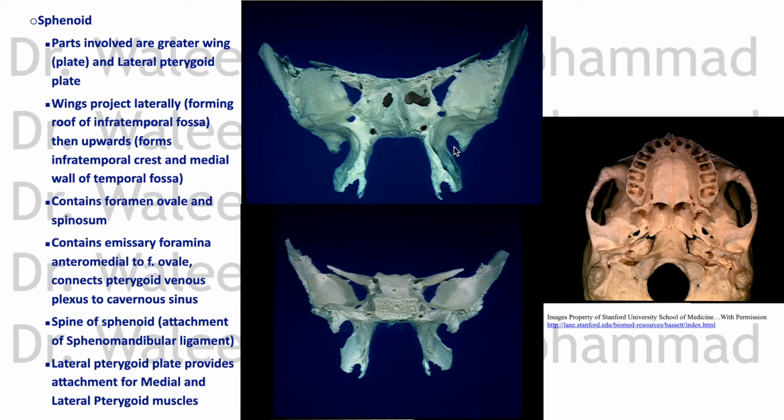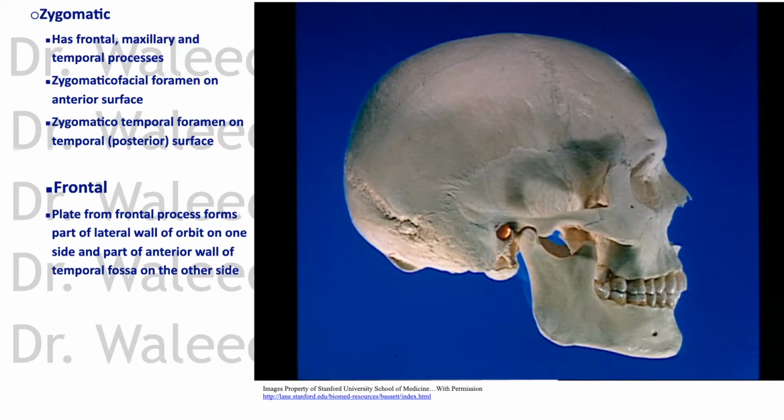We can only see them from the inferior or superior aspect. This is about the sphenoid bone. So we learned that the greater wing of sphenoid forms part of the medial wall of the temporal fossa.